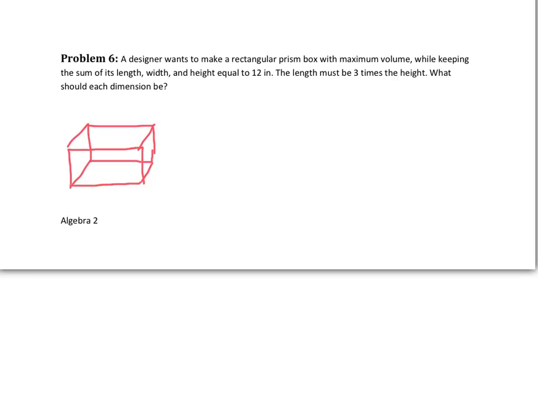So here I have a picture going on, and I'm going to make my height x, and then the length must be 3 times the height, so this is going to be 3x. And I know that x plus 3x plus my width all have to be 12 inches. So if I solve this for w, I'm going to get w equals 12 minus 4x. So we actually have all of our dimensions labeled here. So this is 12 minus 4x for my w.